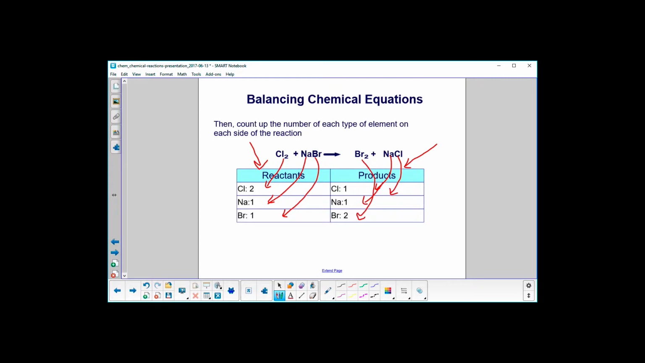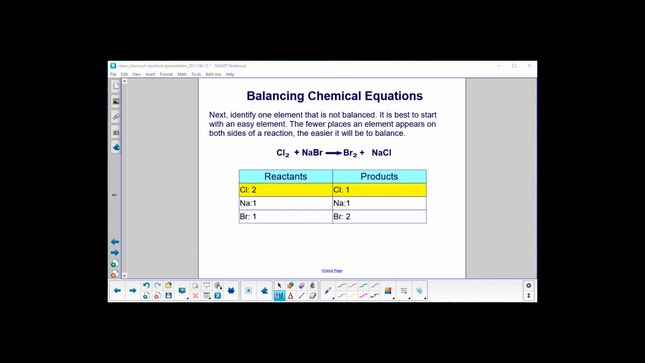So does that look balanced? No, you have to have the same number of each element on each side. And here's where we take an art form that is balancing equations and try to come up with some rules that make the art a little easier to do. So let's identify one element that is not balanced. It's best to start with an easy element.